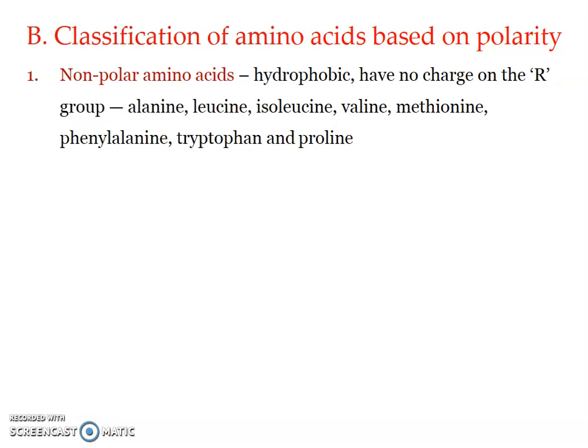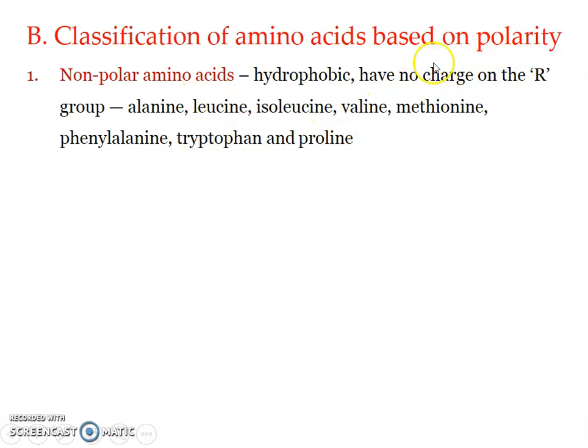Another is based on polarity. Obviously, all these classifications are based upon the nature of the R group. Based upon the polarity of the R group, we have first the non-polar amino acids. Non-polar in the sense they are hydrophobic. They don't have any charge on the R group. Because of the carboxylic acid and amino group attached to the alpha carbon, the charge may exist, but otherwise the R group is neutral. It is alanine, leucine, isoleucine, valine, methionine, phenylalanine, tryptophan, and proline.